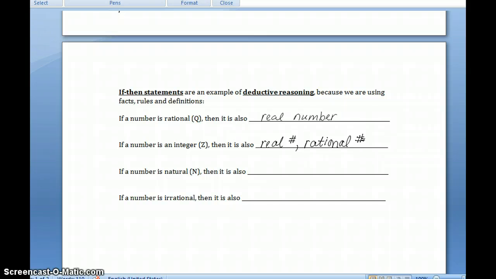Now what I'd like you to do is go ahead and pause the recording. I want you to try the if-then statement for natural numbers and irrational numbers, and then turn it back on and see how you did.